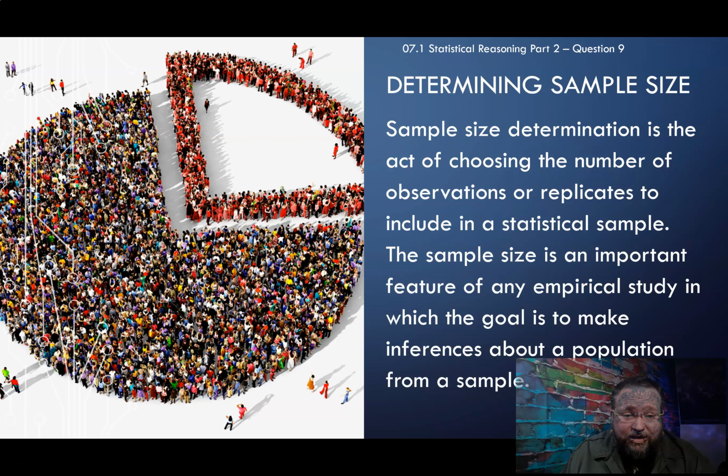So sample size determination is the act of choosing the number of observations or replicates to include in a statistical sample. Replicates here means, if we're working with plants, how many of the plants should we actually have? Do we work with one, or do we work with 1,000 copies of the plant and measure each one? Sample size is an important feature of any empirical study in which the goal is to make inferences about a population from a sample.